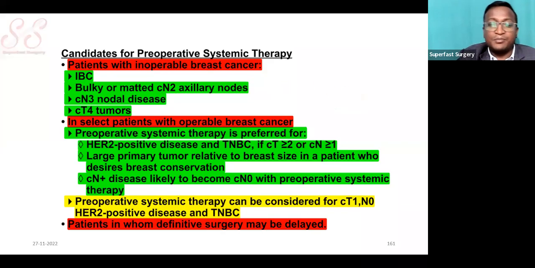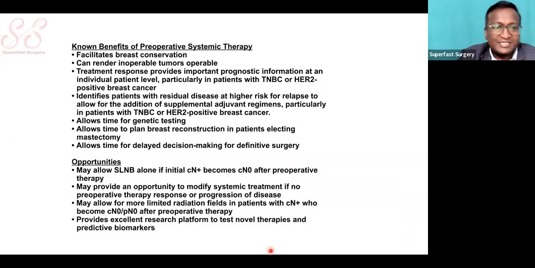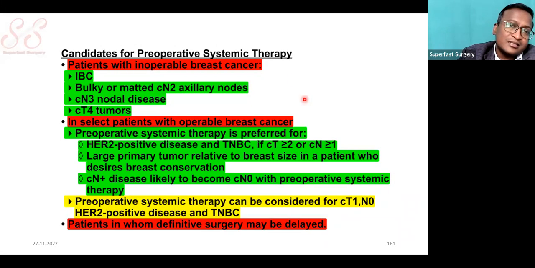Now, what are the indications? Teacher will not ask you what are the benefits. They will ask you what are the indications of chemotherapy. So inflammatory breast cancer, bulky nodal disease, T3 and T4 disease. One important point I would like to highlight here is that the HER2 positivity and triple negative breast cancer, even if it is a 2 cm tumor, operable tumor, we have to give chemotherapy upfront, okay? Even if the tumor is resectable, small, 2 cm, we have to give neoadjuvant chemotherapy, provided the tumor is triple negative breast cancer and or HER2 positive. And of course, if there is a large tumor to breast ratio, in that case also we have to give this chemotherapy.